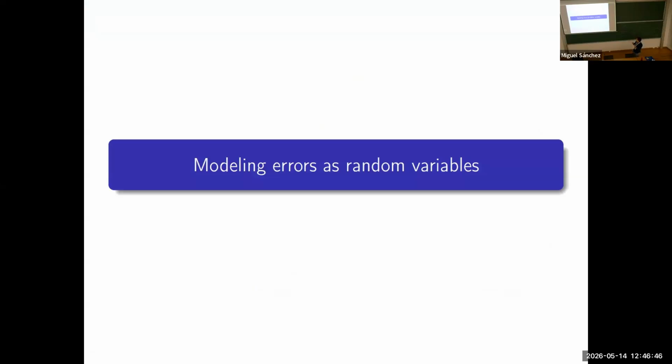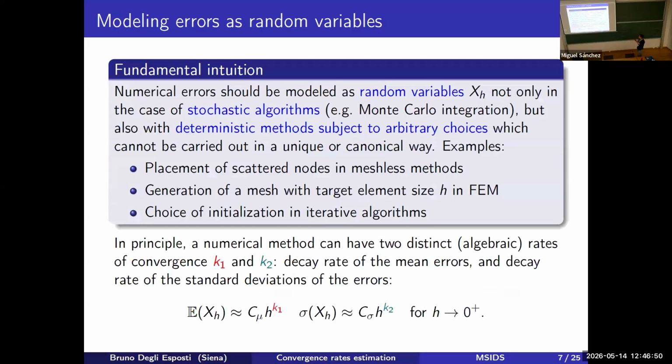And the idea was to model the errors as random variables. So the fundamental intuition here is that for a fixed value of h, we can model the error at that discretization step as a random variable X_h. Not only in the case of stochastic algorithms, I made this example of Monte Carlo integration earlier, but also when we have deterministic methods subject to arbitrary choices, like the construction of a mesh.